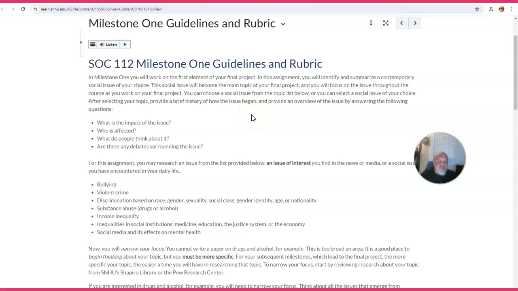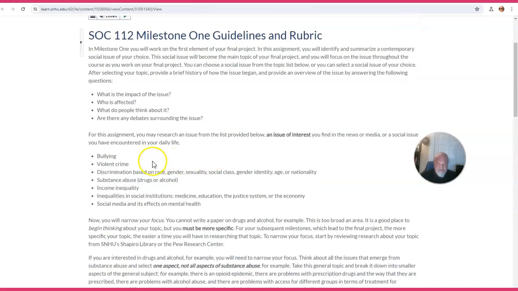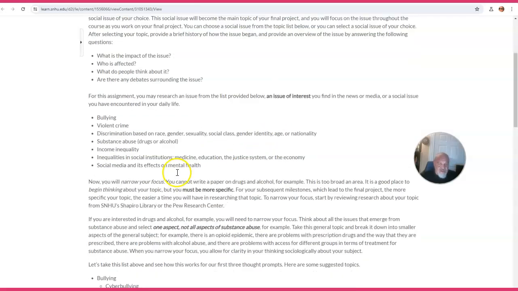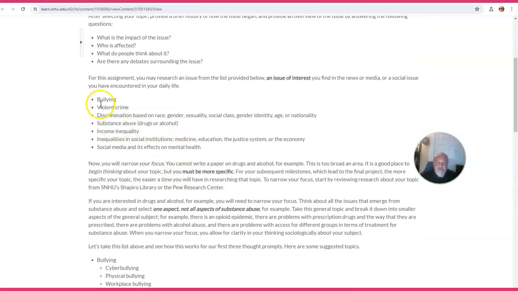Please make the topic narrow, sufficiently narrow that you can do research. Okay, what's the impact? Who is affected? Why do people think about it? Are there debates? Now, you can research. Here's a list of issues of interest, or you can have one of your own. But please read for bullying, violent crime, and so forth, right? Now you will narrow your focus.